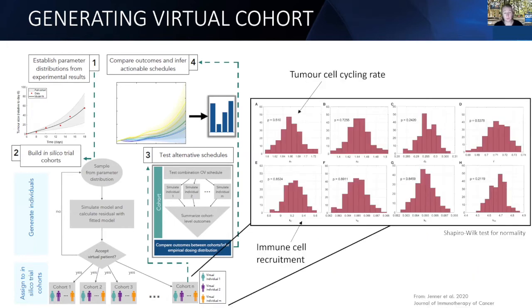So to create our virtual cohort, we sampled from a normal distribution, which was centered at these parameter values that we'd obtained. And you can see here, this is the distribution of parameter values for our 200 virtual patients. So you can see they all look quite normal. And this is just an example of one of the parameters. So this A1 is the tumor cell cycling rate. So you can see across the population, this was distributed.